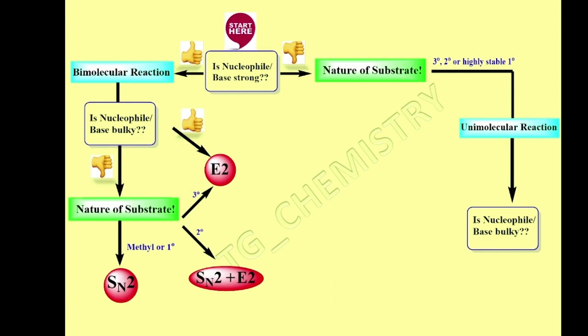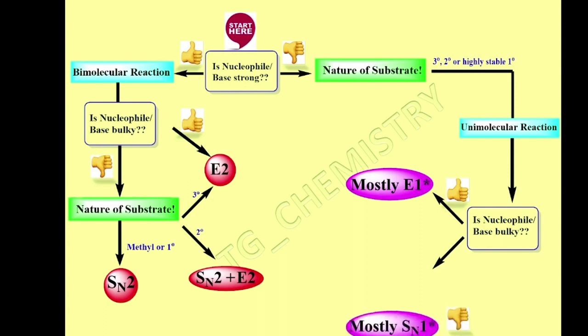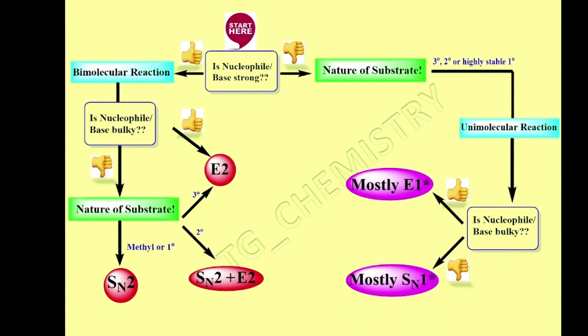Okay, so in the case where there are again two options for the nucleophile, whether the base is bulky or not: if the nucleophile or base is bulky, it mostly follows the E1 pathway. If the base is not bulky, it will mostly follow the SN1 pathway.